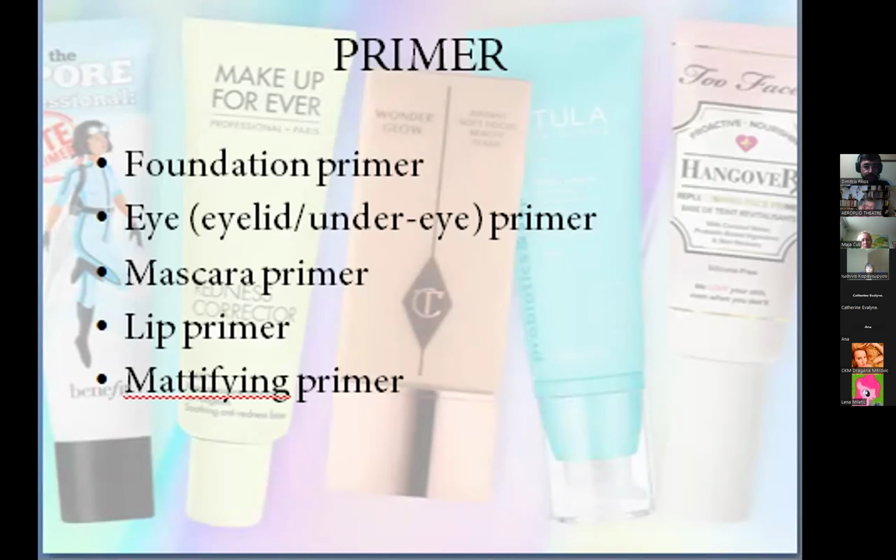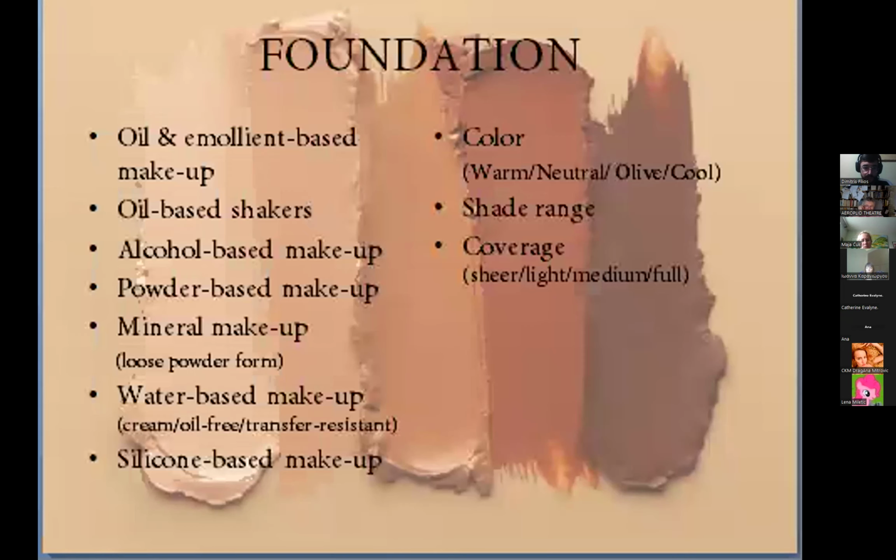Now regarding the foundation, this is really important. There are these types, oil and emollient based. Emollient is a word I had to look up because I wasn't familiar with it myself. It is a substance that helps keep the moisture of the skin. So wherever you read emollient, it is just an ingredient that helps with the moisture of the skin.